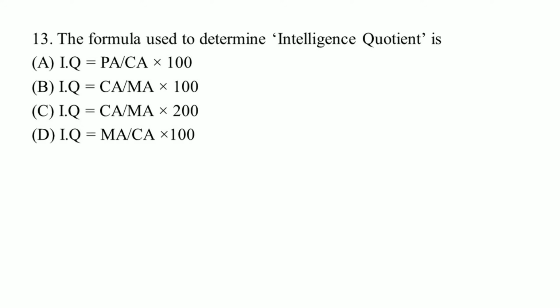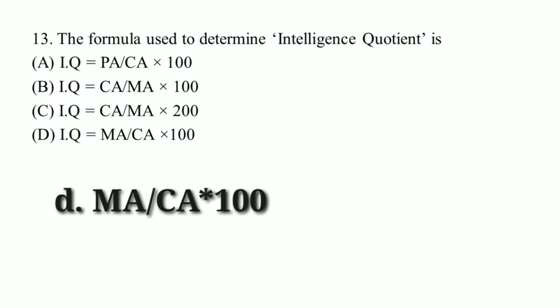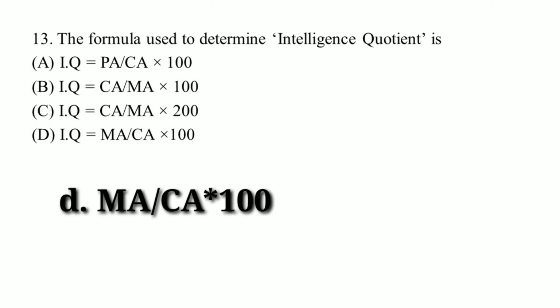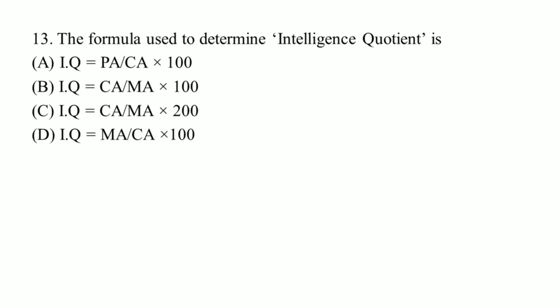13th one, the formula used to determine intelligence quotient is, right answer is option D, intelligence quotient equals mental age divided by chronological age into 100, that is IQ equals MA by CA into 100.